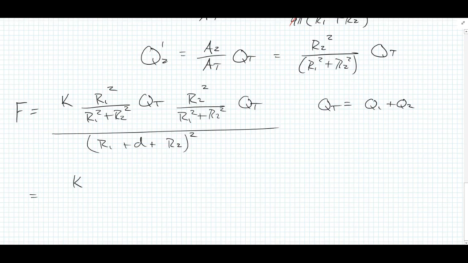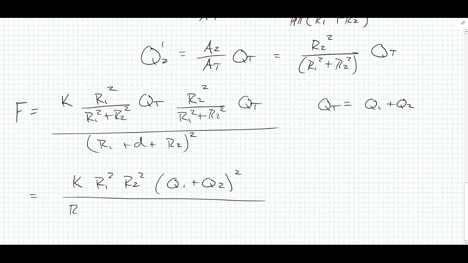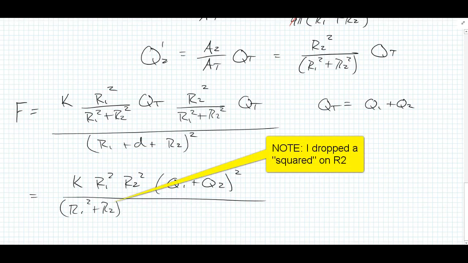So I've got Coulomb's constant out front. If I look at the numerator, it's going to have Coulomb's constant, this r1 squared, a q sub t, this r2 squared, and another q sub t. These denominators I can put down here in the denominator with the r squared. So this will be a k r1 squared, r2 squared, the qt squared, which is q1 plus q2 squared, and then all of that over r1 squared plus r2 squared times the distance between them squared. So there we are.